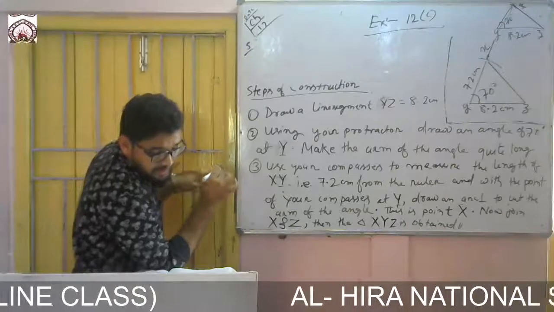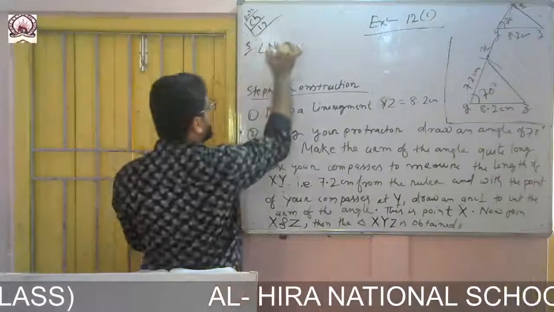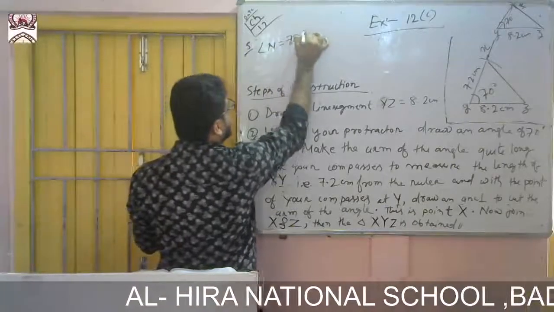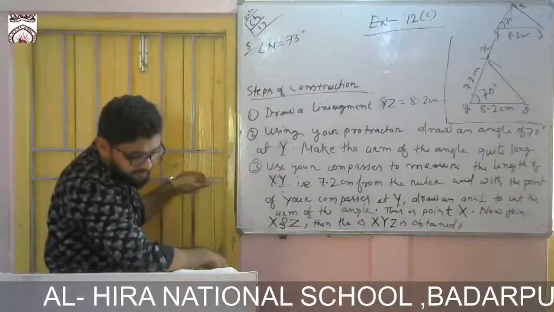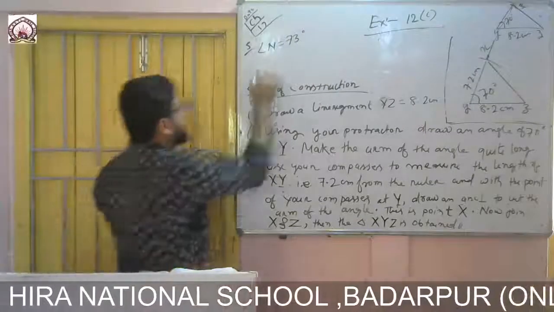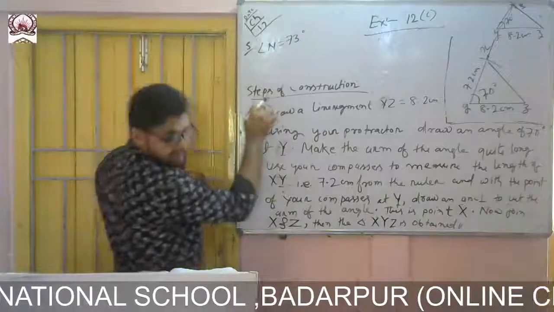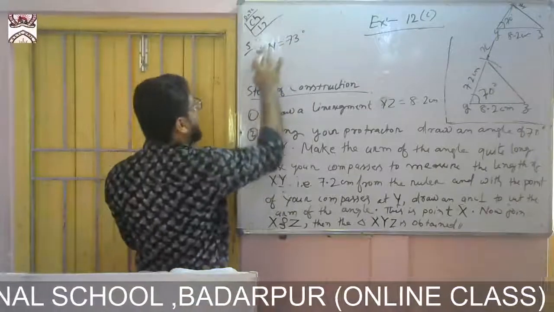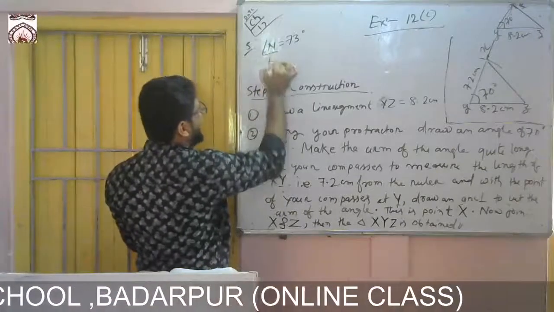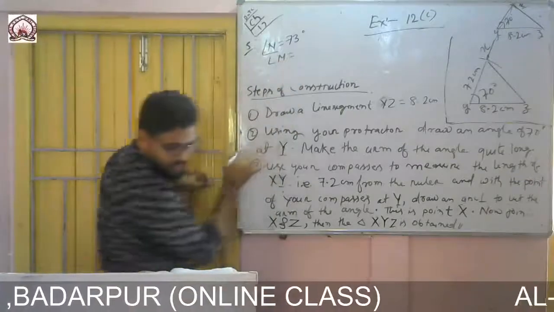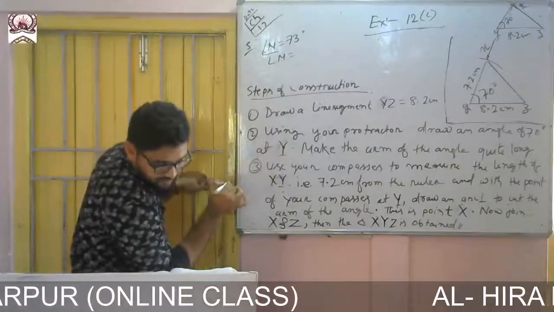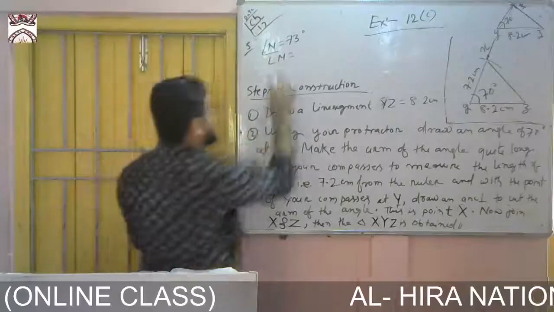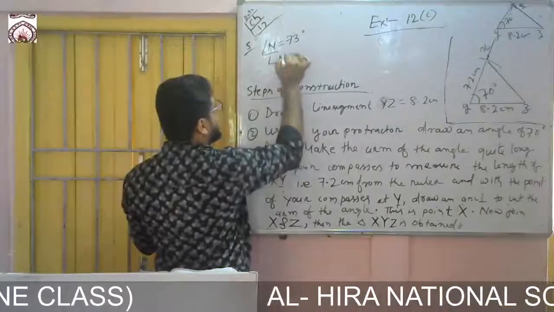So angle N equals 73 degrees. This is angle N. And LN equals 5.7.